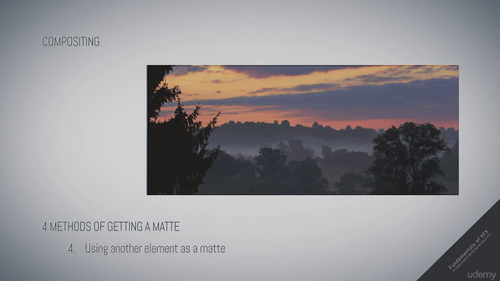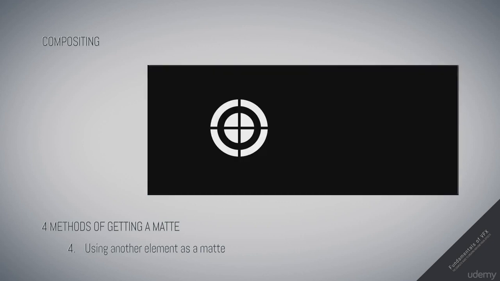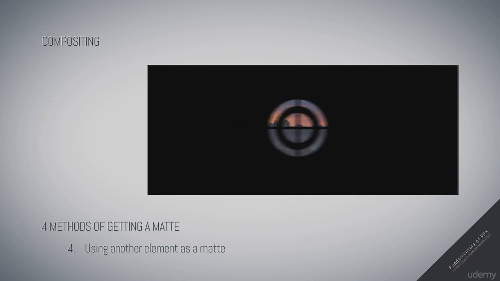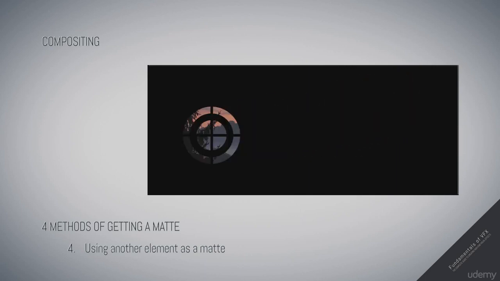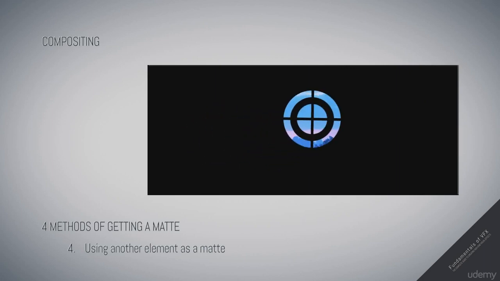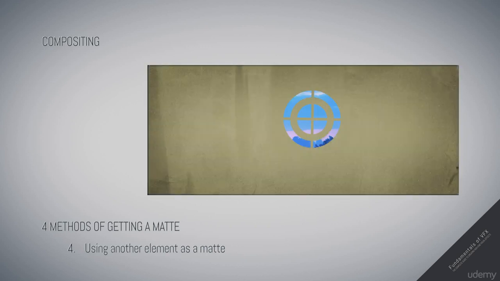Now the fourth way is by using another element as a matte. This scenery footage has no matte of its own. We can use the matte of this circle element for the footage. This is called a track matte and is a very powerful compositing technique. What makes it so powerful is that we can modify or even animate both elements separately. And of course we can add new elements to the composite. For instance, this background to create a more complex design.